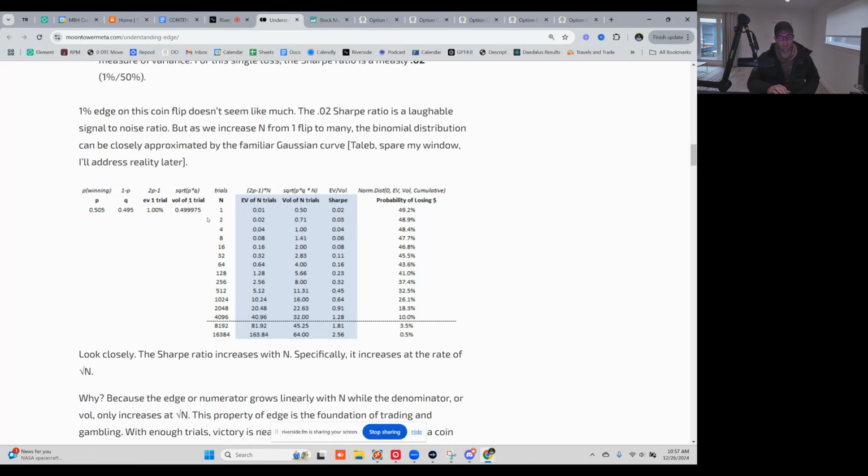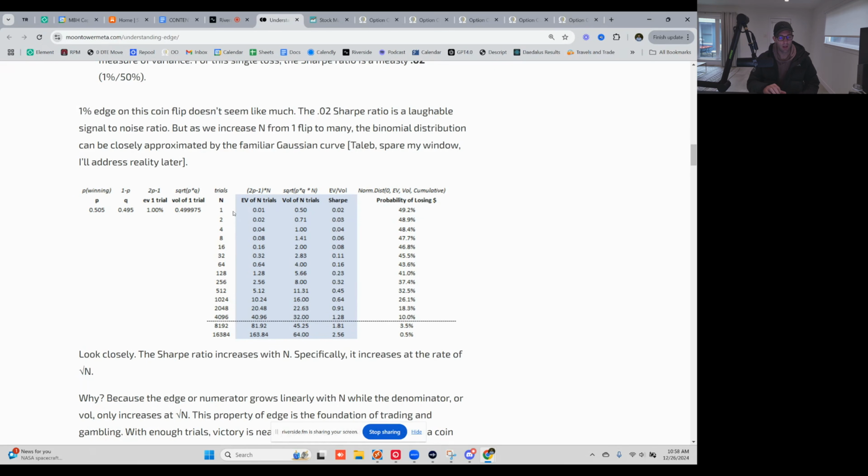So you can basically see here that as we go on with additional trials, our probability of losing goes drastically down. Even if our Sharpe is relatively small in one occurrence, if we can make that occurrence every single day or multiple times a day, the benefit to it and therefore the aggregate result is much more.